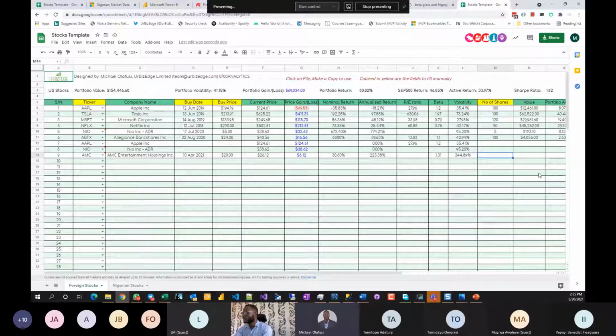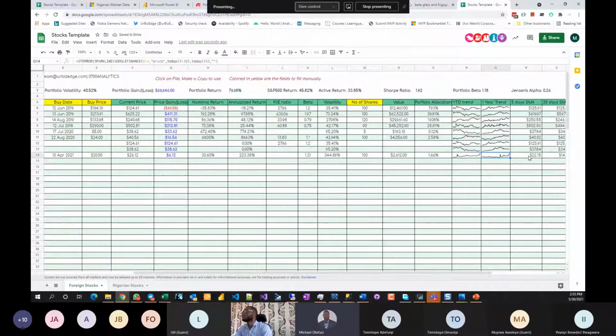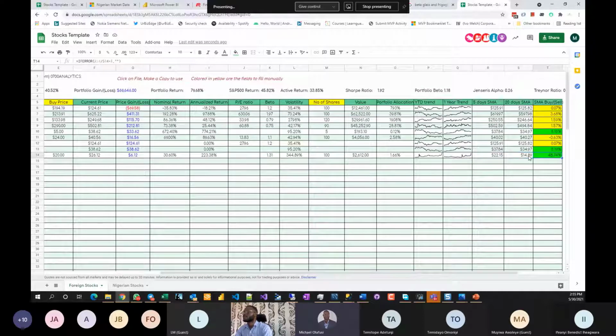So maybe you bought 100 units of shares, right? So this will instantly calculate your value for you. Something has gone wrong. Okay, so it will instantly calculate.